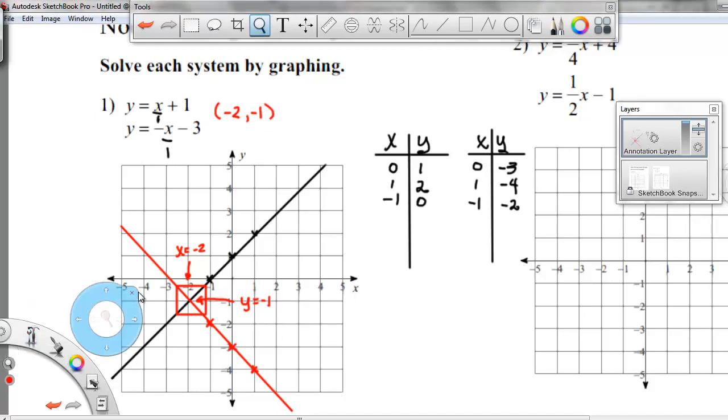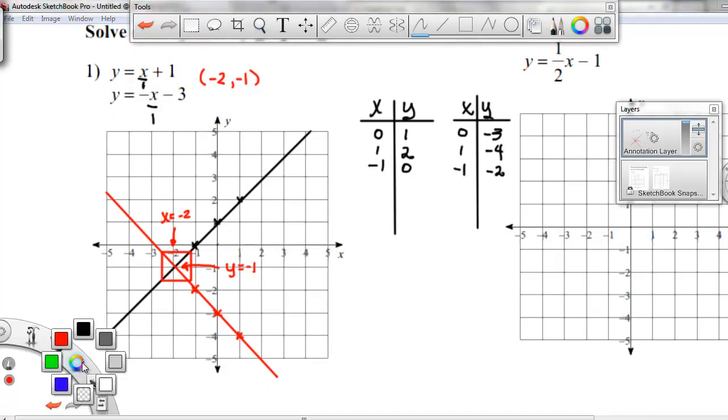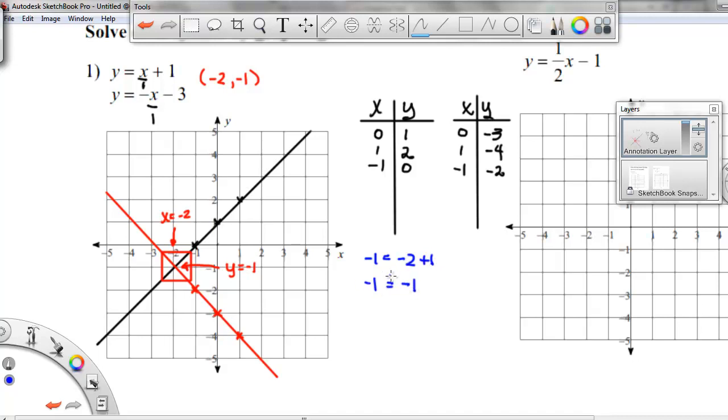Really what this means is, if I take a negative 2 and put it in for x, and I take a negative 1 and put it in for y, the left-hand sides and the right-hand sides of both these equations will become equal. Let's take a look. So I have a negative 1 as my y. This is for equation number 1: negative 1 equals a negative 2 plus 1. That stays a negative 1, and negative 2 plus 1 is a negative 1. So the left-hand side and the right-hand side are the same number. So that means that this ordered pair is a solution to this equation.